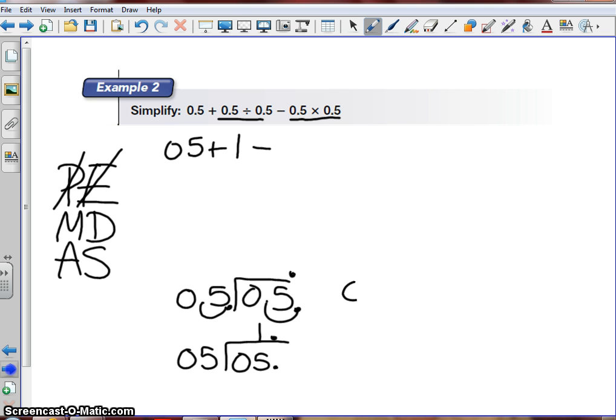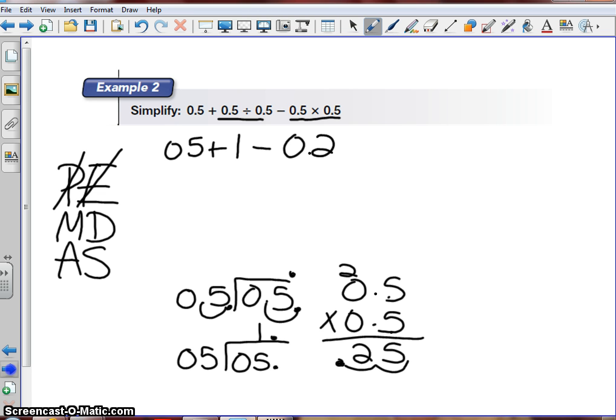Next we do the 0.5 times 0.5 portion of the problem. 5 times 5 is 25. You carry the 2. 5 times 0 plus 2 is 2. We look to see that there are two numbers in the decimal portion of the problem. 1, 2. Giving us 0.25.